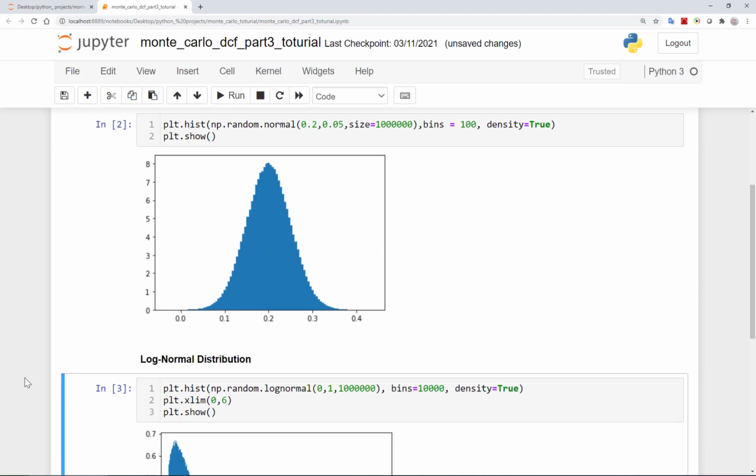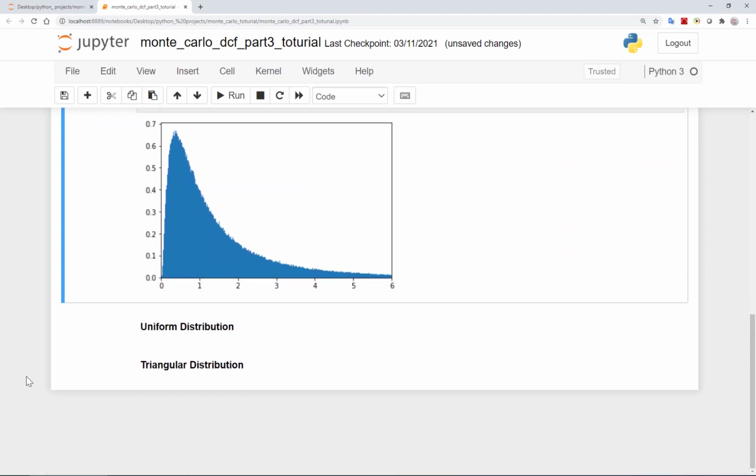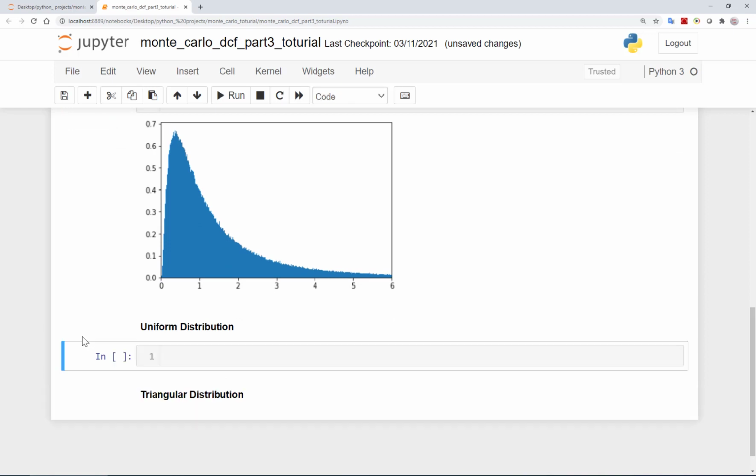The second very useful distribution is the uniform distribution. In this case, we have a specific lower and upper bound for the variable, but unlike the normal distribution, the likelihood of each value to realize is the same within the range. So let's plot 1 million numbers from this distribution as well.